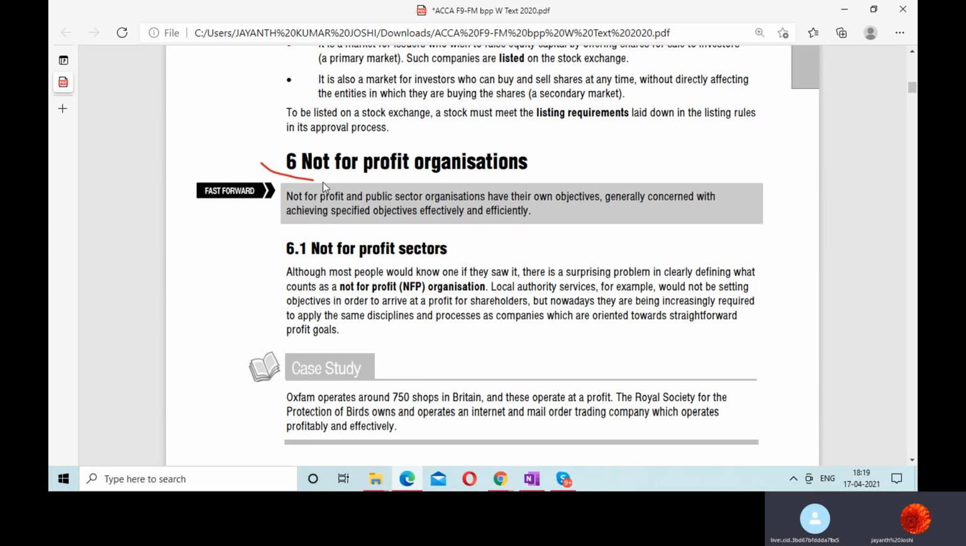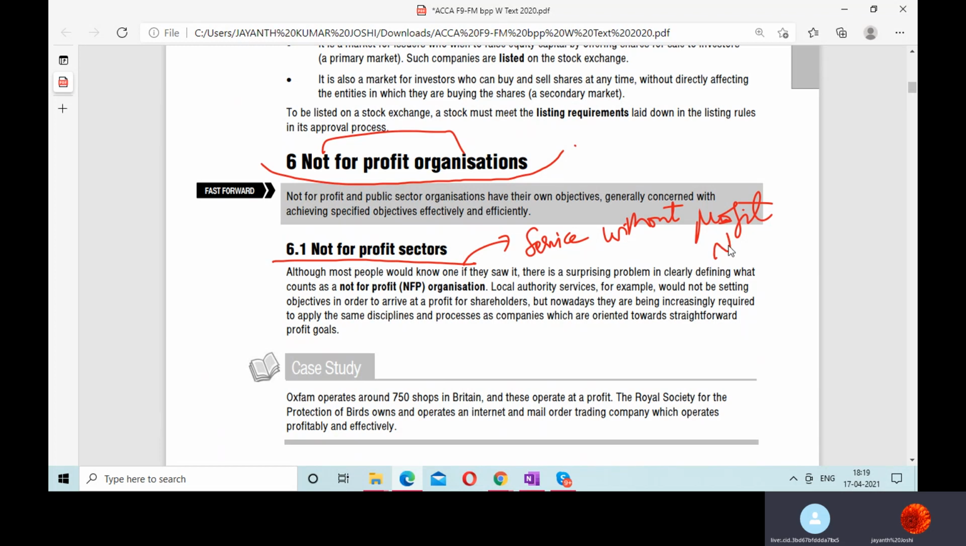There are not only profit organizations which exist. There are some non-for-profit organizations which have only one motive, to give social service to people. Service without profit motives. That is what their motive is.